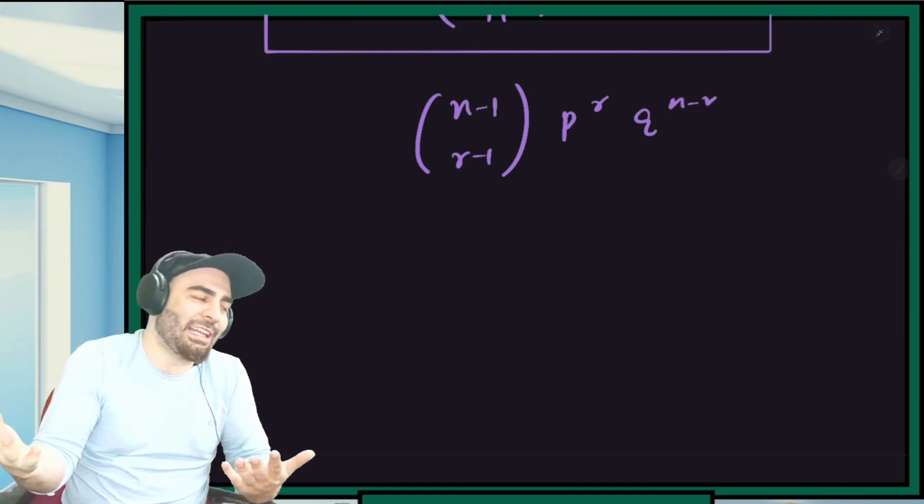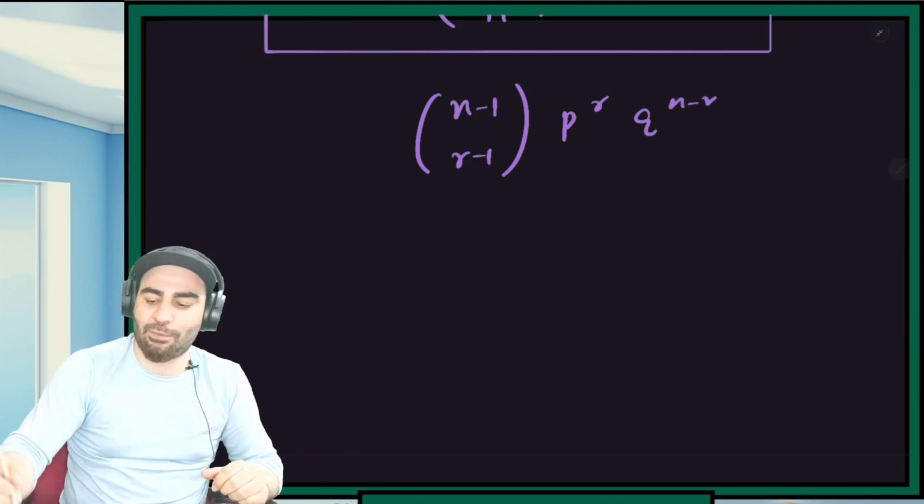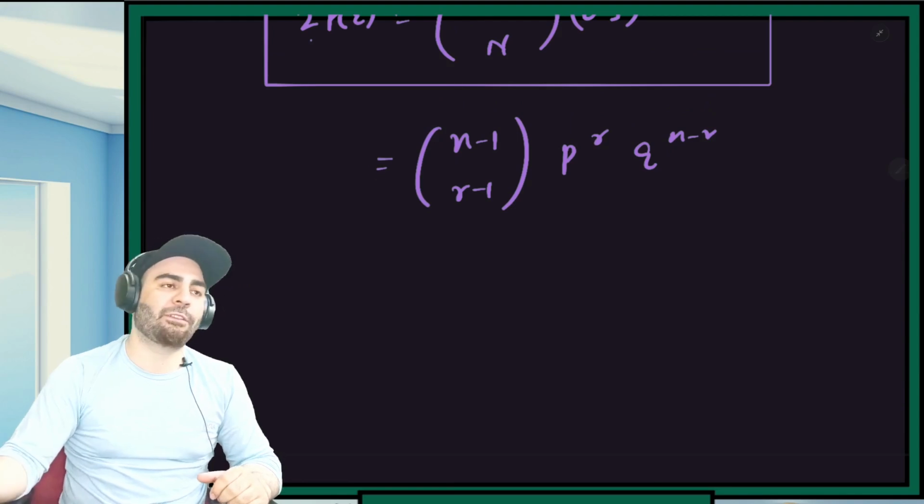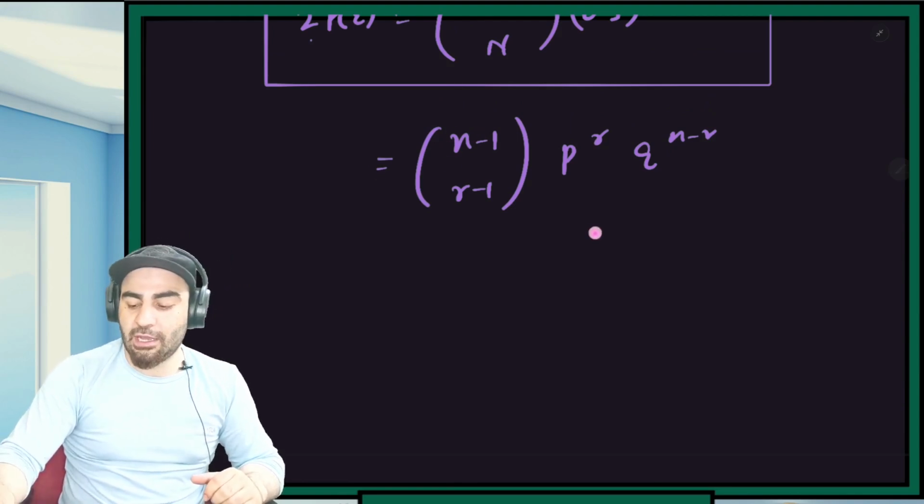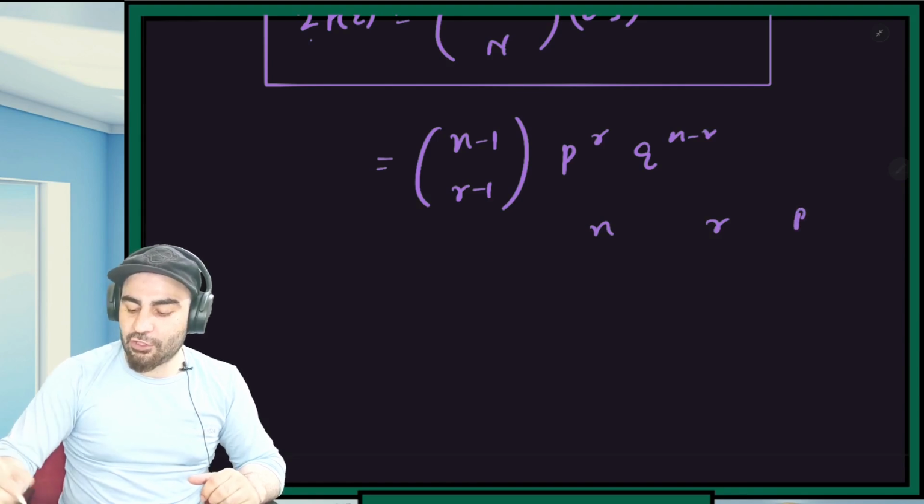Again, you can clearly see I myself don't remember the formula, so it is not a big deal, you can directly derive it on the fly. So you just have to check what is the value of n, what is r, and what is p here. If you get these three values, you can directly substitute them.